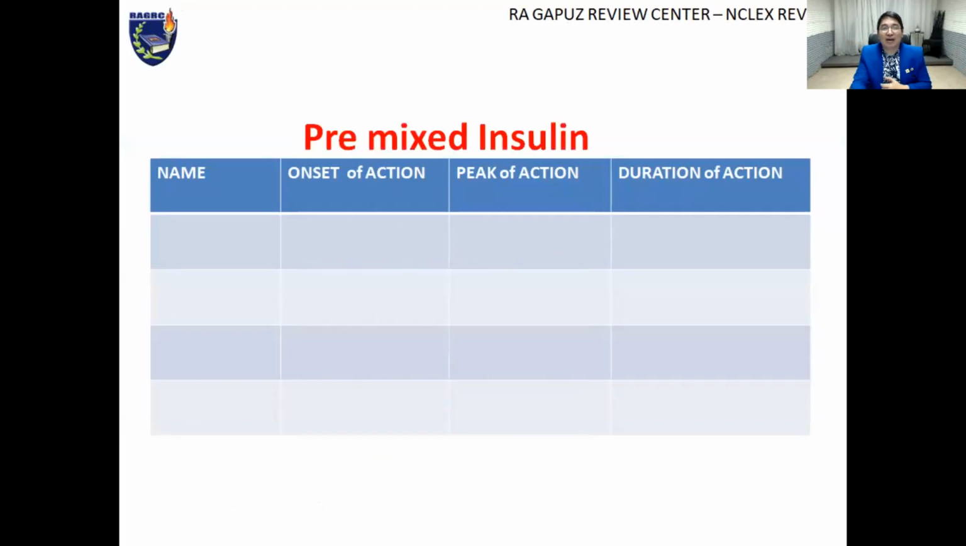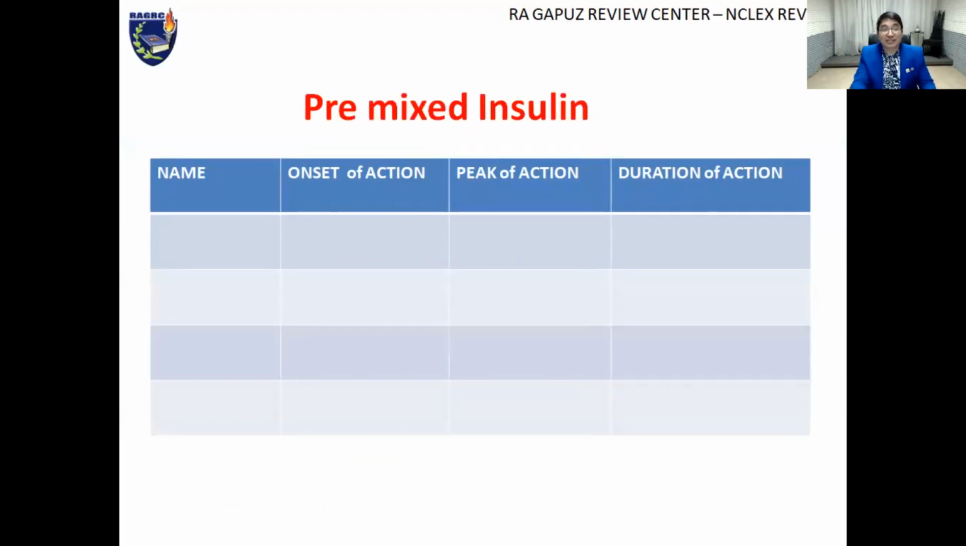So we also have what we call premixed insulin, okay? Although in some instances, manual mixture of insulin is usually being done. So mixing of insulin would usually be done, but there are also types of insulin that are already premixed, okay? So this includes your Humulin 70/30, which simply means 30% regular, 70% NPH, or Humalog Mix 25, which means 25% Lispro and 75% Lispro protamine.